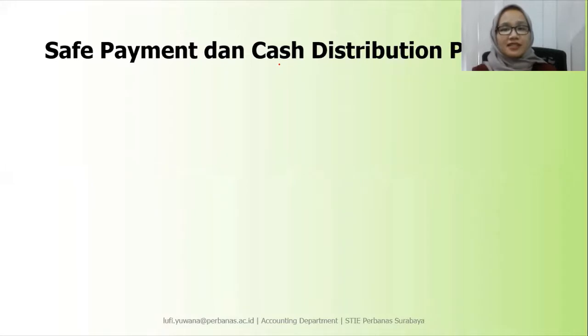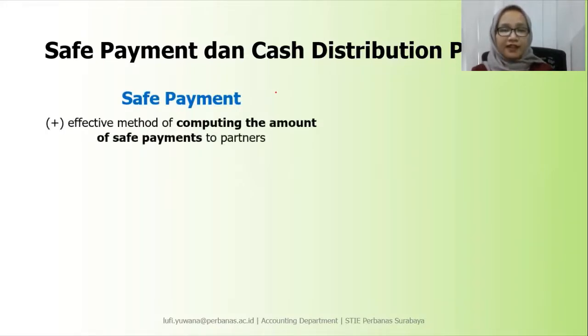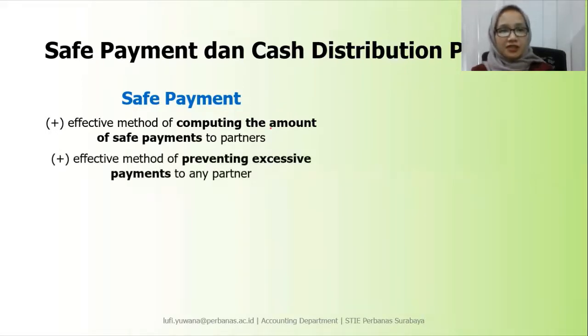Just like we have talked about the safe payment schedule at the previous meeting, it is a schedule used by the partnership to calculate the amount that can be distributed to the partners, and that amount cannot be returned again to the partnership. There are several advantages of the safe payment schedule. The first one is that it is an effective method of computing the amount of safe payments to the partners, just like the function itself. And the second advantage is that it is also an effective method of preventing excessive payments to any partners.